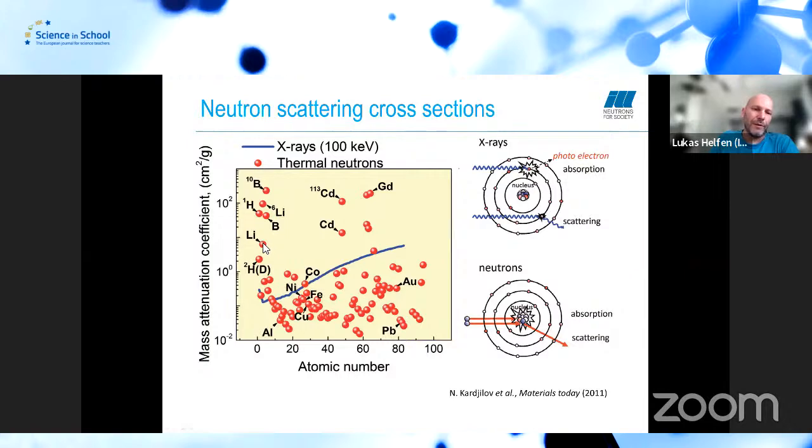And this you can, for instance, see also with lithium. Here you have natural lithium, and the lithium-6 isotope has a much higher scattering cross section than the natural lithium.